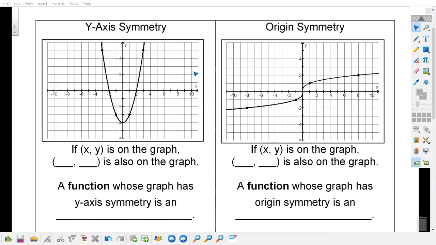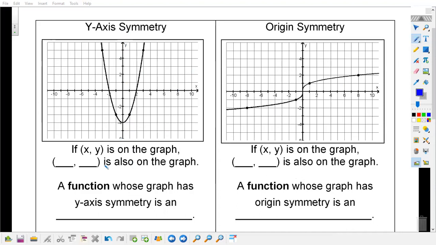So when you did your parent function projects, you had to tell me what type of symmetry it was, right? If it was even, y-axis, all that good stuff, right? So what we're going to do is kind of remember exactly what that meant. When you have y-axis symmetry, that literally means that the y-axis evenly divides the function. Do we see that? So physically, it's even, the y-axis is evenly dividing the function.